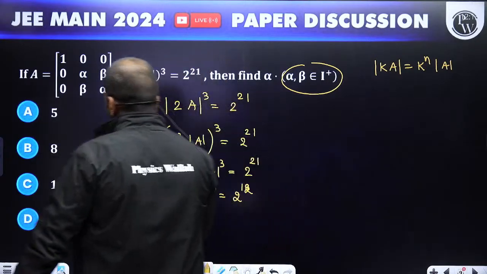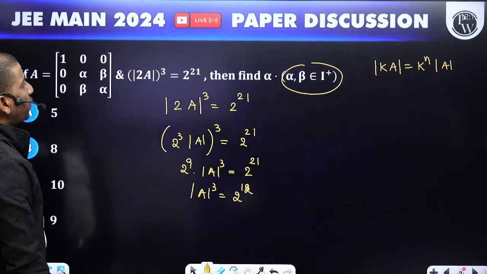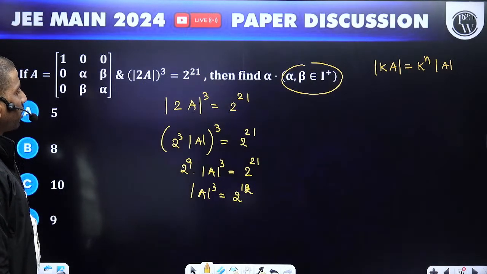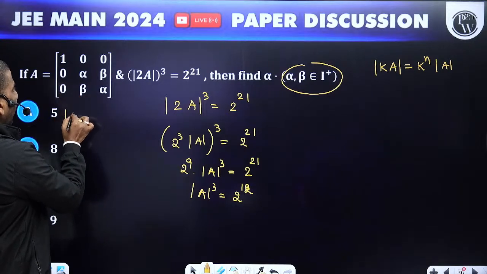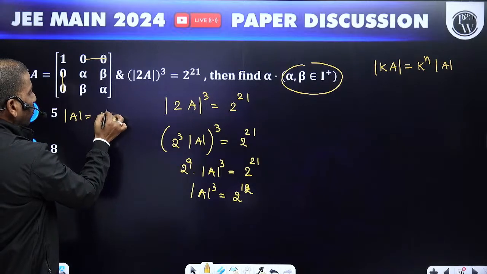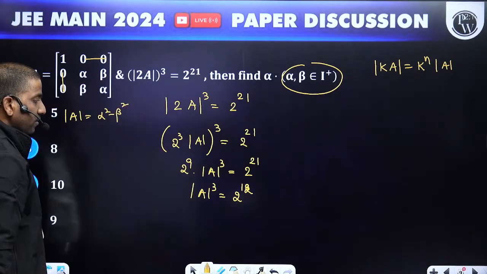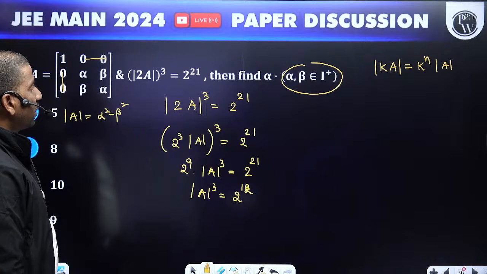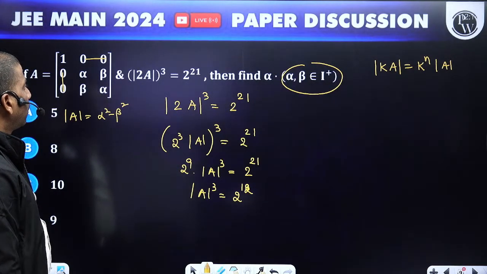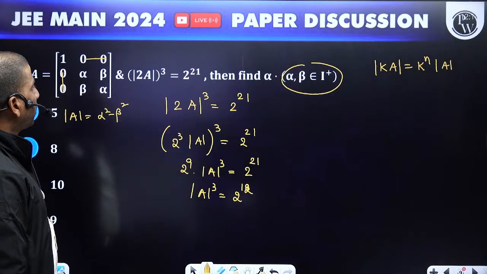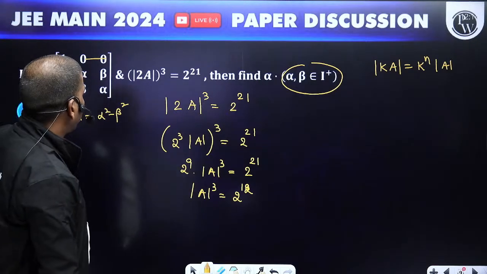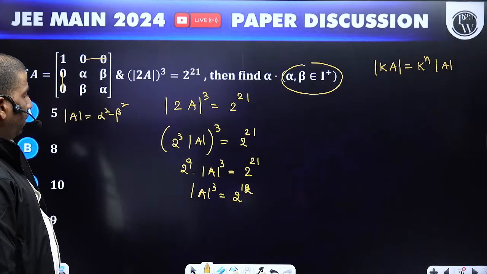Next, what is the determinant of A? Luckily these two terms are 0, so determinant of A is just alpha square minus beta square. Right? So when it is alpha square, 2 power 3, determinant of A power 3, that is 2 power 9, that is 2 power 21.